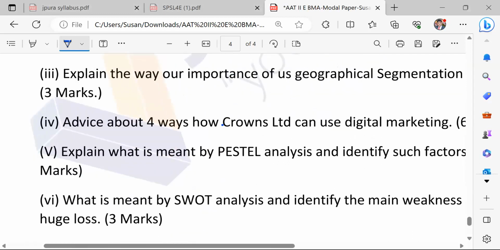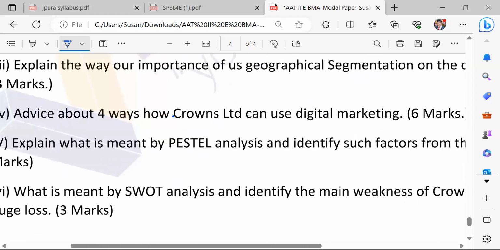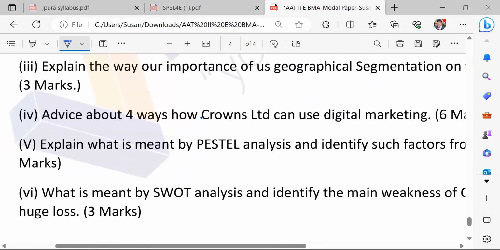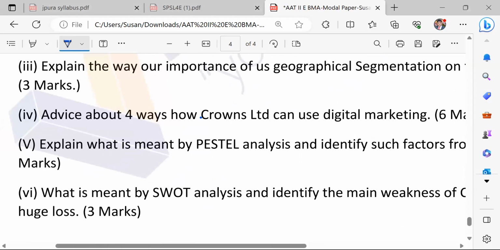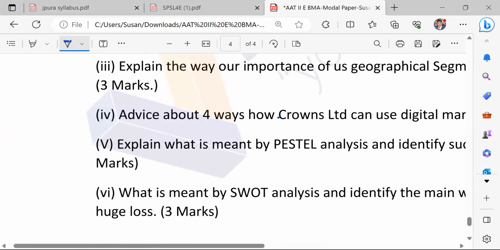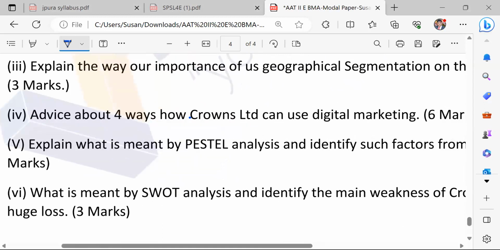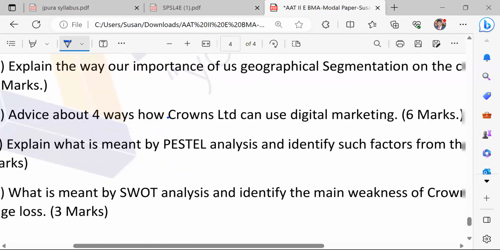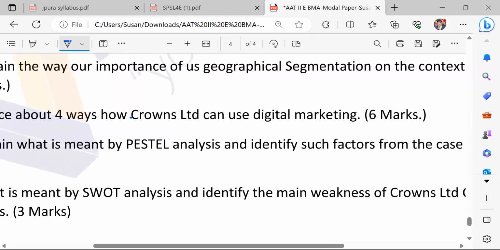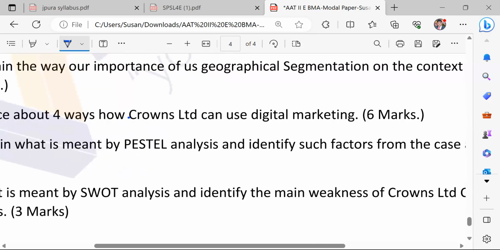Okay. Explain what PESTEL analysis is. PESTEL stands for what? Political, economic, social, technological, environmental, and legal. Normally, PESTEL analysis is totally dedicated to scanning the macro environment, right? Macro environment means the outer environment, which includes government, right? And foreign trade, right? And different factors like political factors, economic factors, right?